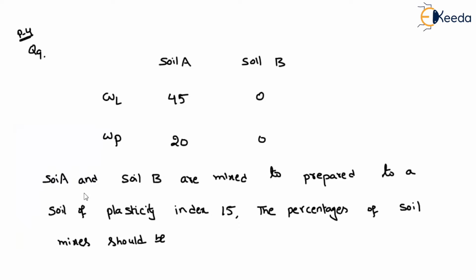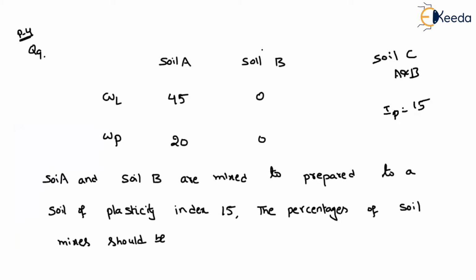So what they're doing is mixing A and B together to prepare a soil sample C. By mixing A and B, they are getting a plasticity index of 15. Then they are asking us to find the percentage of each soil in the mix. What is the percentage of soil should be? Think about how we can solve this problem.